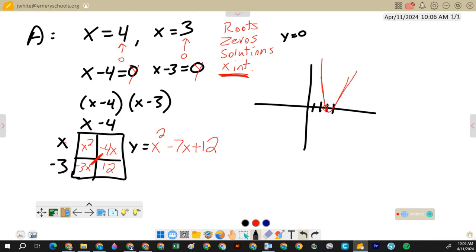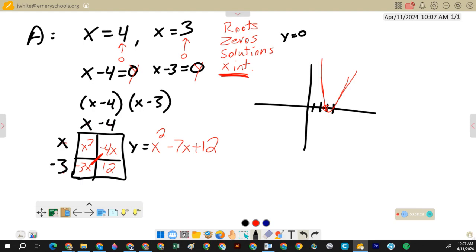What is the constant? What does constant mean? It means it doesn't vary. It doesn't have a variable. So what is the constant in this case? 12. And what's the sign in front of the constant? Positive. Now that's going to be important.